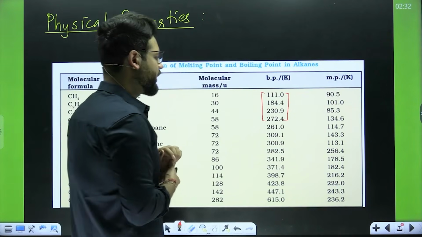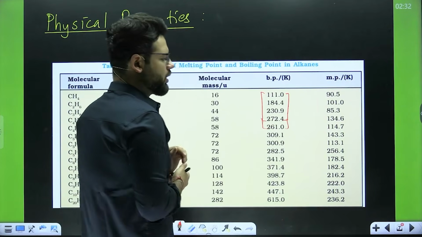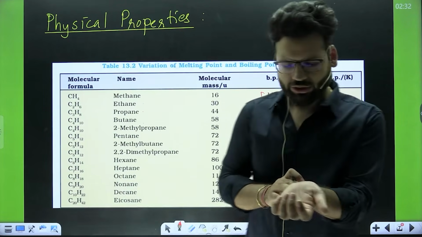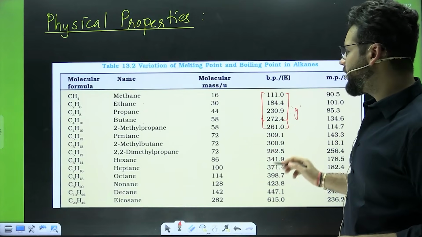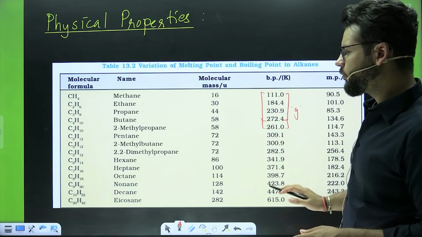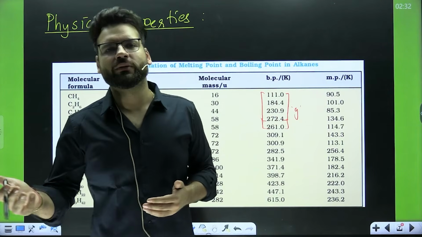They are all gaseous in nature. Up to butane, this is also butane only. Isobutane is also butane. So up to butane, they are gaseous in nature. So the first 4 carbons are gaseous in nature. And then 5 to 17, you will find them to be liquid. And then 18 onwards will become solid.